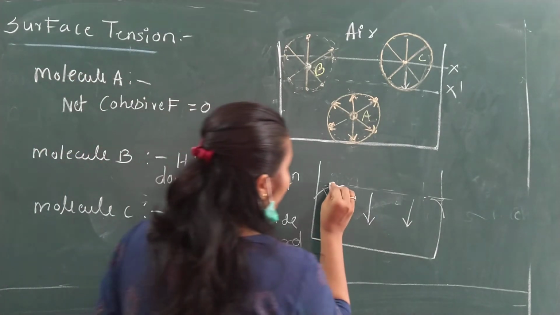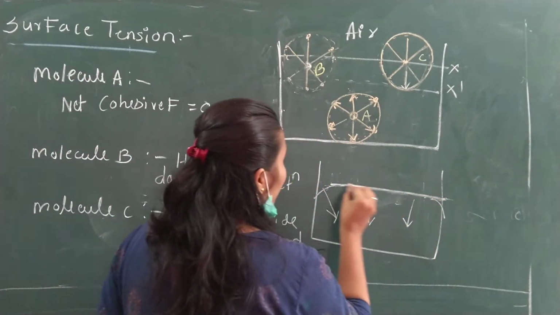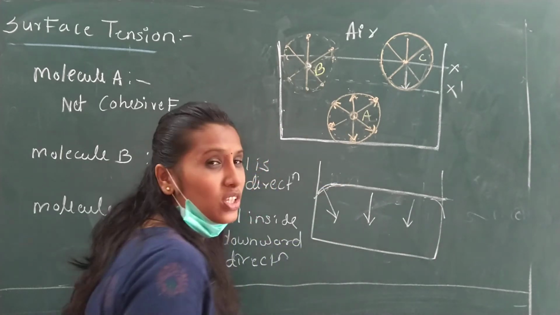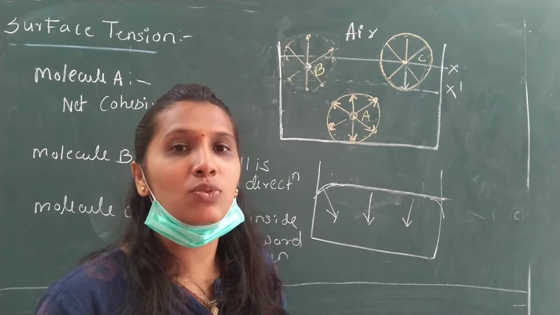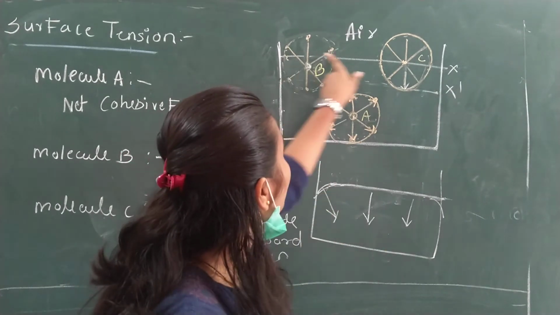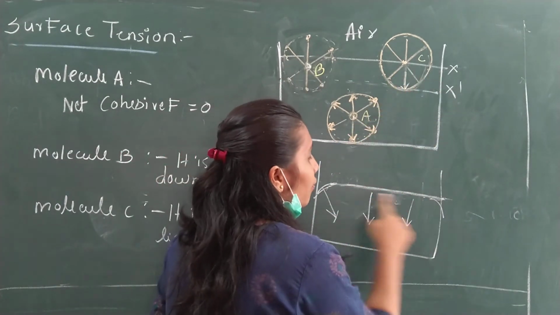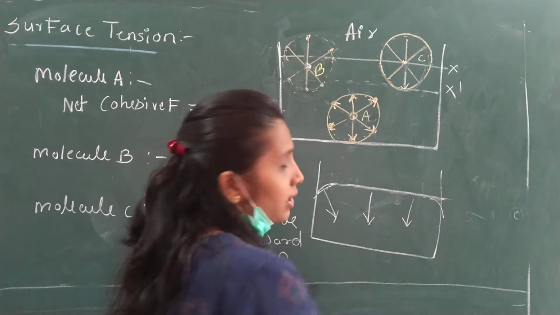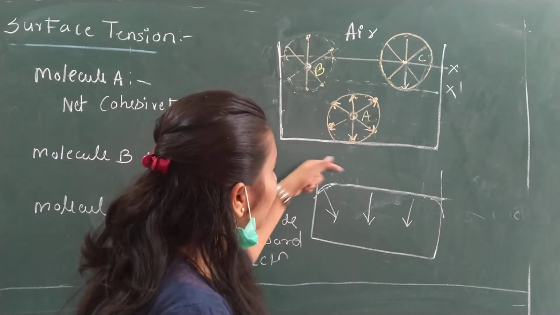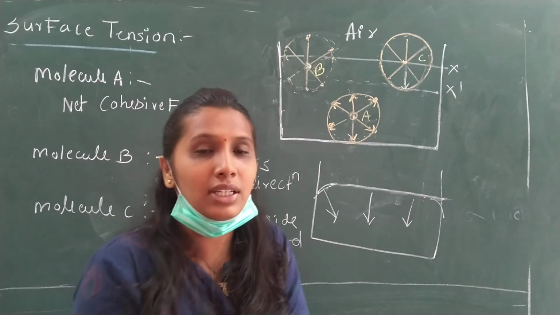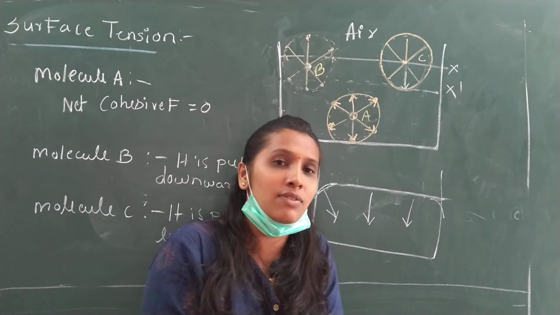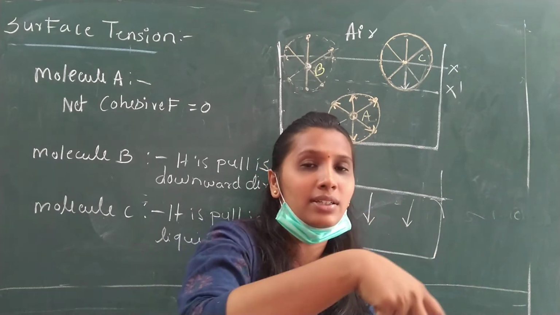So this membrane will try to behave like a stretch membrane, an elastic membrane. And as it behaves like a stretch membrane, because all the molecules present at the surface of the liquid try to pull in a downward direction, the ant can walk easily on that elastic membrane. It is like a stretch membrane, so it is very easy for her to walk on that.